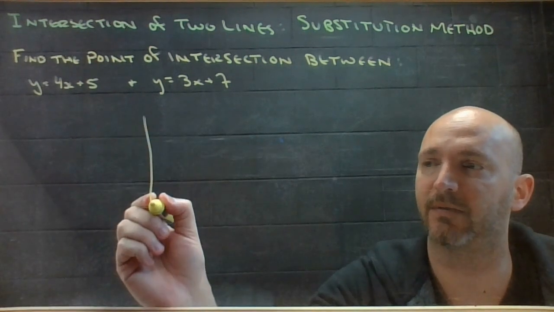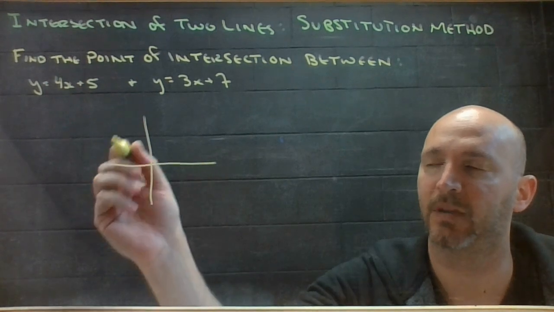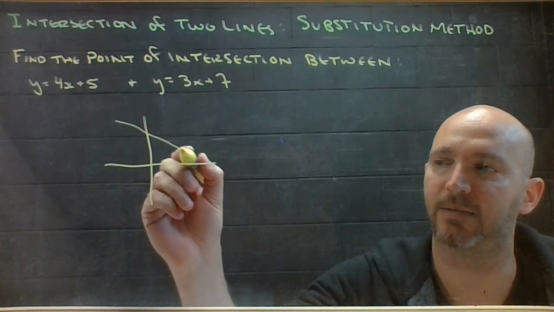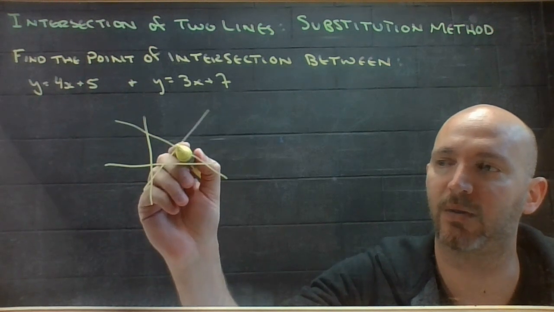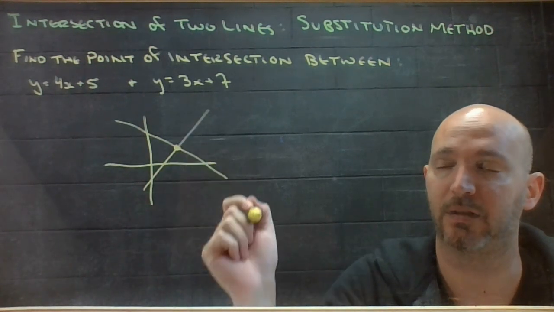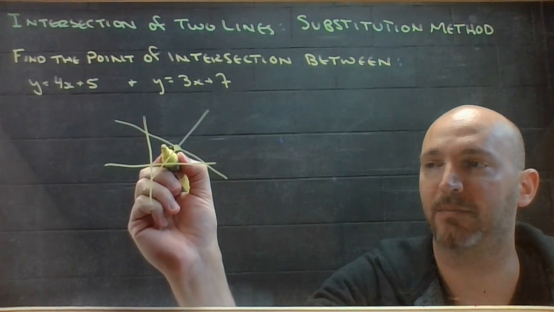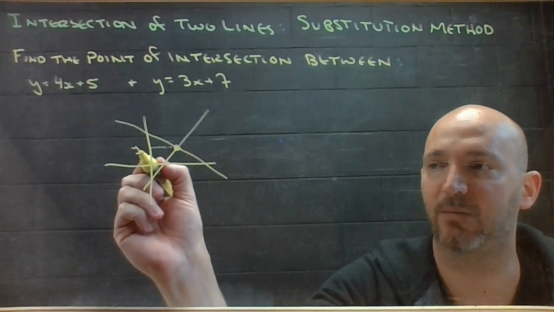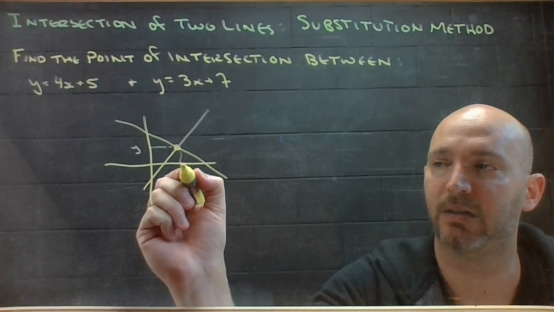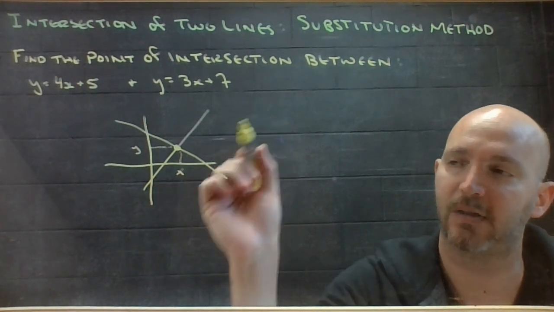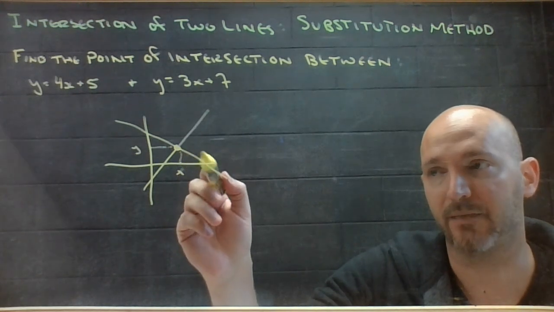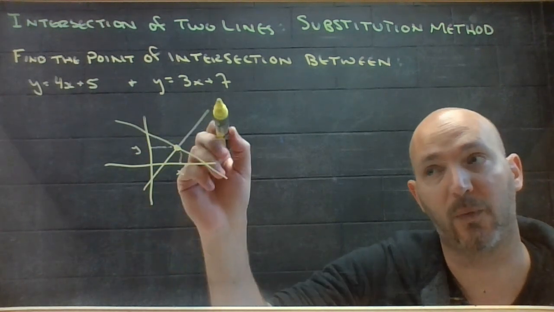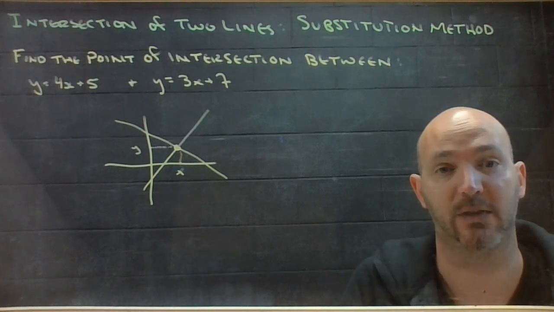If you have a Cartesian plane and you have a line coming this way and you have a line coming this way, they are going to cross somewhere. And at that particular place, that has a y coordinate and it has an x coordinate. And right there, the y values of this line and the y values of this line equal each other.